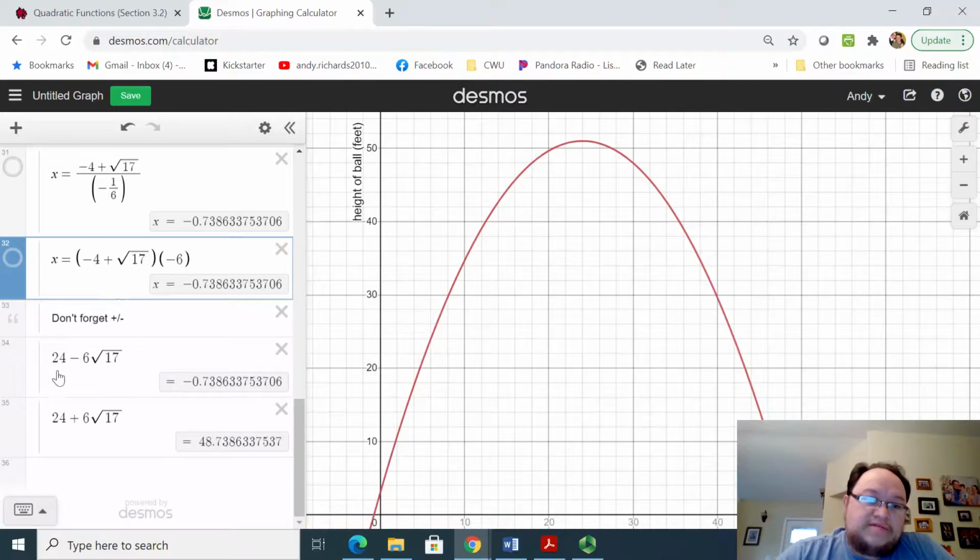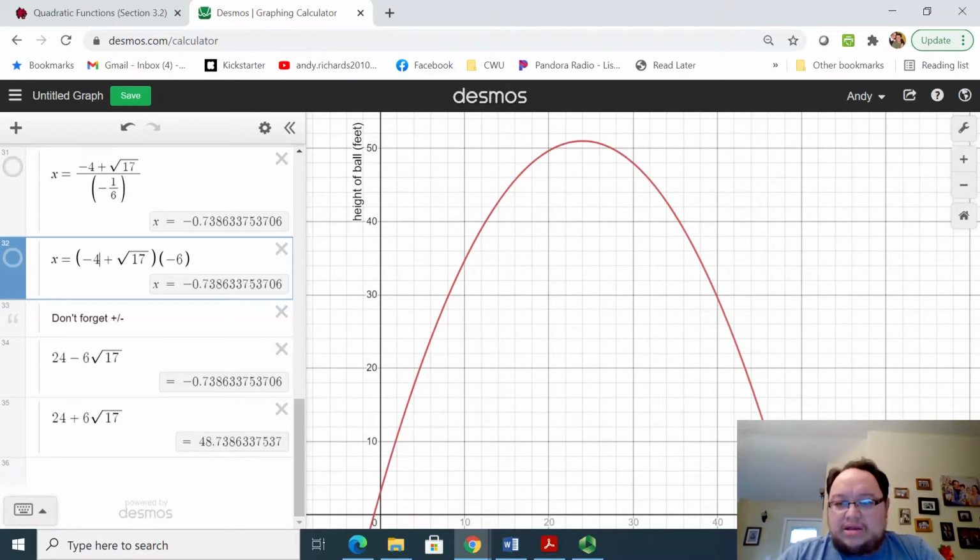So we end up with 24, either, just to keep it consistent with what Desmos is giving me, if I were to send that negative, so it would be minus 6 and the square root of 17. And if it was a minus here, then it would be 24 plus 6 root 17. And when I send those through, that gives me this negative 0.738 business here, which is this part. So it's before the ball is like thrown out of the kid's hand. Let's assume that this is starting where the kid is here, and then it's thrown like this. And the second one gives me 48.738.